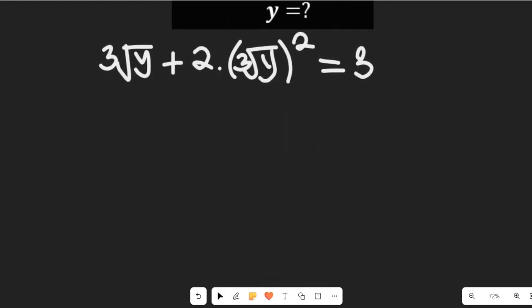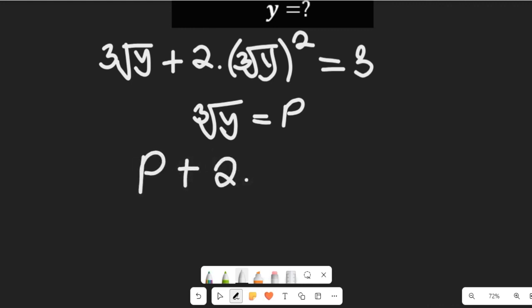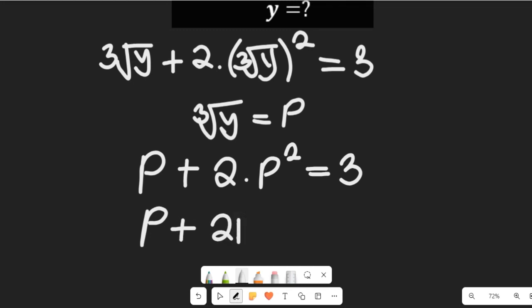In the next step, we're going to consider the cube root of y to be an expression in order to simplify this expression. Let's take the cube root of y to be equal to p. That way we can simplify this expression. This will give us p plus 2 multiplied by p squared, right? And that will be equal to 3. Now we'll simplify this expression. We'll have p plus 2p squared minus 3. This will be equal to 0.